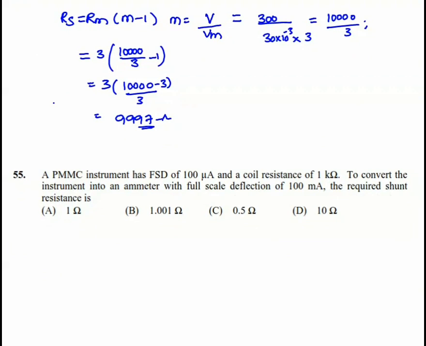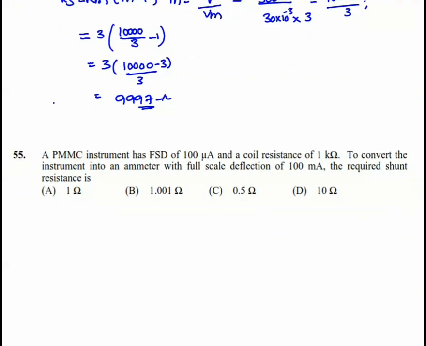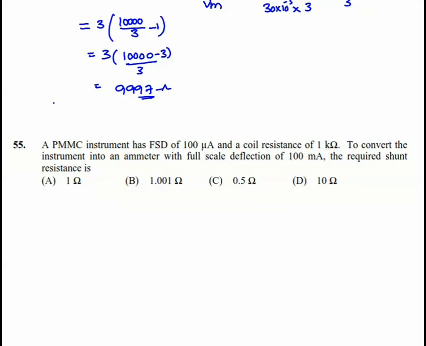And we will move to the next problem, a similar kind of problem but with a small variation. A PMMC instrument has a full scale deflection of 100 microamperes and a coil resistance of 1 kilo ohm. To convert the instrument into an ammeter with a full scale deflection of 100 milliamperes, find the required shunt resistance. The formula is shunt resistance RSH equals Rm divided by m minus 1. So here m is equal to 100 into 10 power minus 3 divided by 100 into 10 power minus 6.